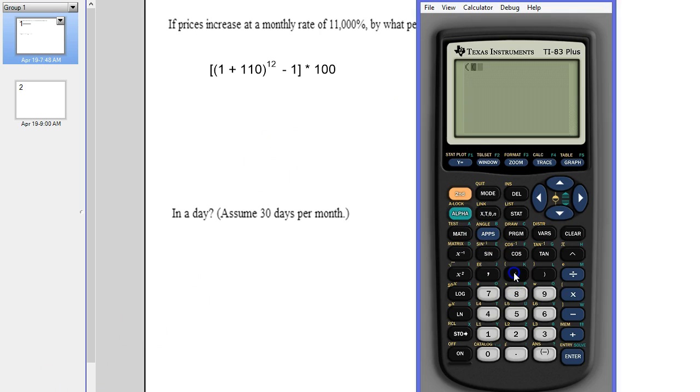And this is going to be a very large number, in scientific notation, because of the 3-digit number to the 12th power. It's going to be a big number. So there's the 12th, and then minus 1, and then times 100 to change it back to a percent. So there's our number, 3.49 e to the 26.